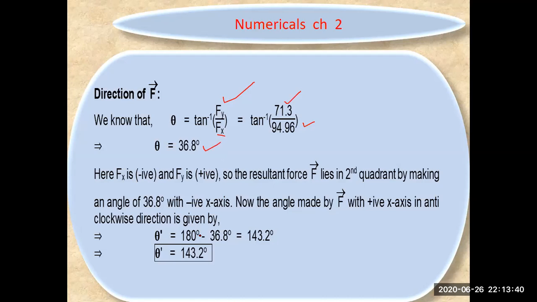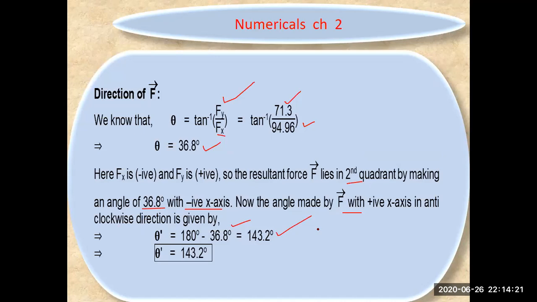And if you see what will be the direction, subtract this angle from 180 degrees, you will be getting the exact value of the orientation of the force, in which direction it is. But it shows Fx is negative and Fy is positive, so the resultant force lies in the second quadrant. Now with the value of the angle, the resultant makes an angle of 36.8 degrees with the negative x-axis. So the angle from the positive x-axis in the anti-clockwise direction is 180 minus 36.8, this will be the value of the angle. And with this, it was very easy to understand.